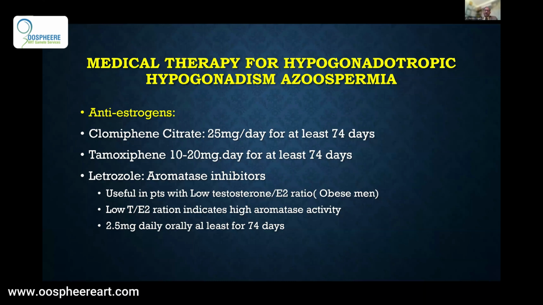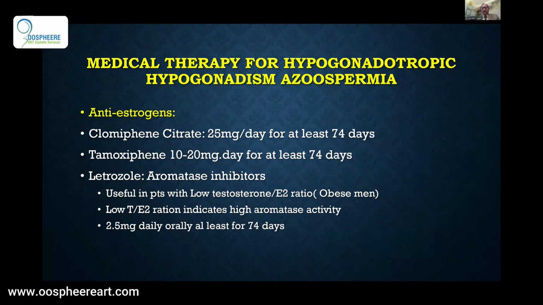In this patient, you can give clomiphene citrate 25 milligram per day for at least 74 days. You may use tamoxifen in a dose of 10 to 20 milligram per day for at least 74 days. That's a normal spermatogenesis cycle. You may take the help of an anti-estrogen like letrozole, which is an aromatase inhibitor, so it stops conversion of testosterone to estrogen, and that's why the anti-estrogenic effect is there.